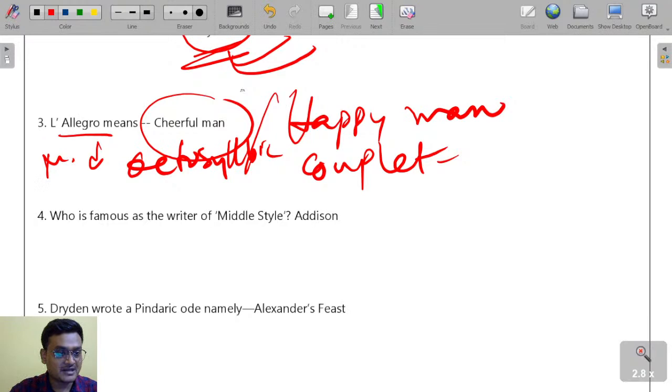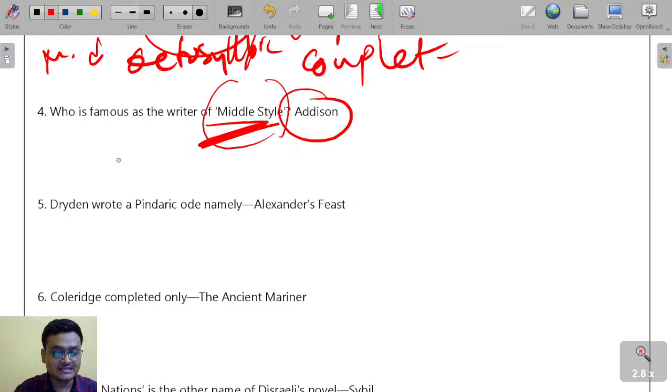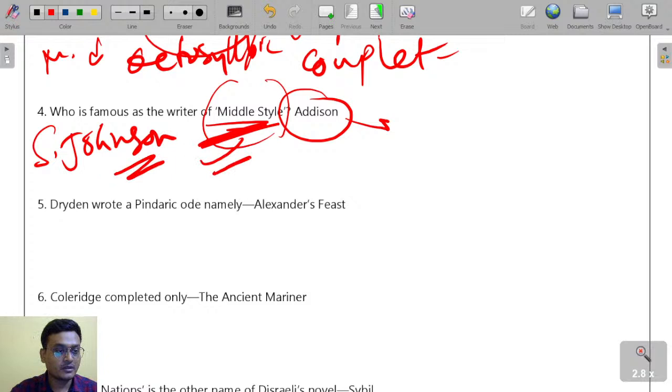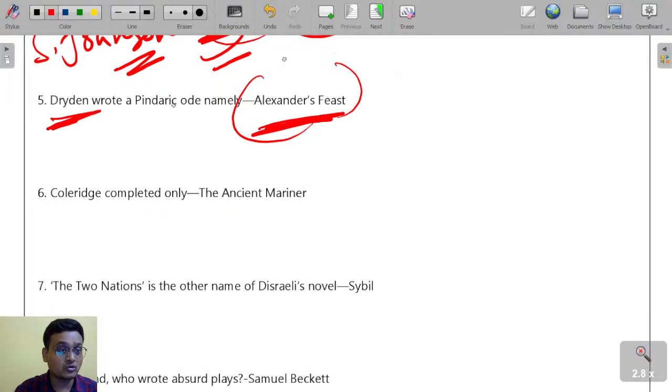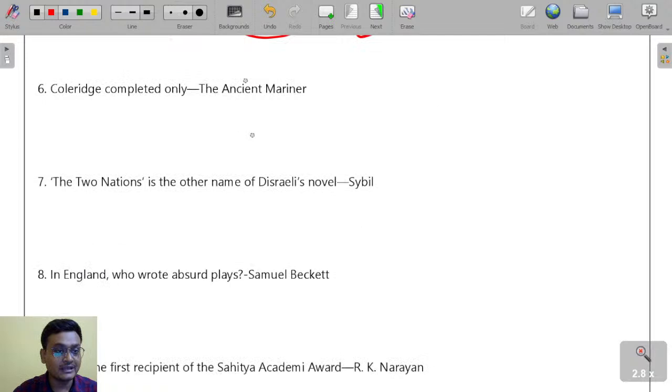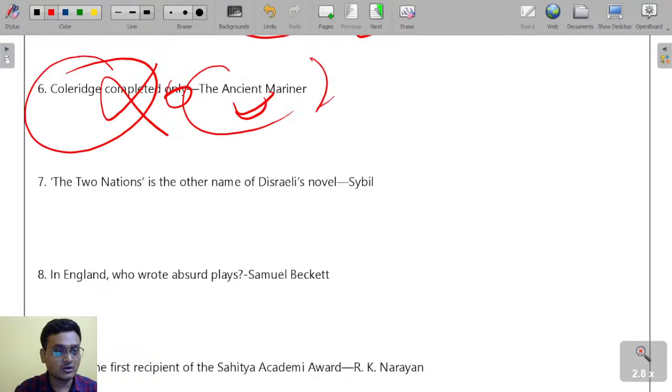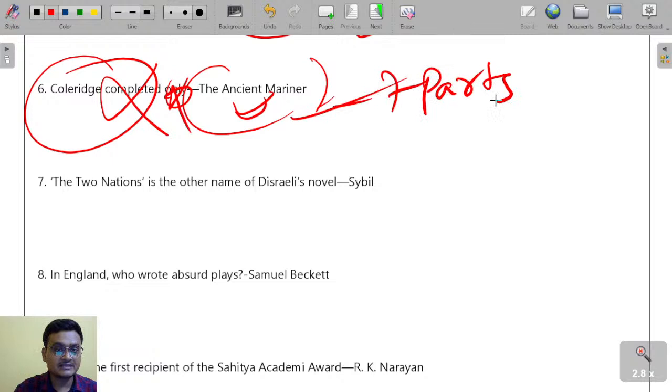Who is famous as the writer of Middle Style? It is Addison. Joseph Addison is famous for Middle Style. Who has talked about this? Samuel Johnson, okay? Samuel Johnson has said that Addison writes in Middle Style. Dryden wrote a Pindaric Ode, Alexander's Feast. Remember this. Coleridge completed only the Ancient Mariner. That is wrong. Yes, he completed the Ancient Mariner, but it is not only that. The Ancient Mariner has a total of 7 parts. Remember.